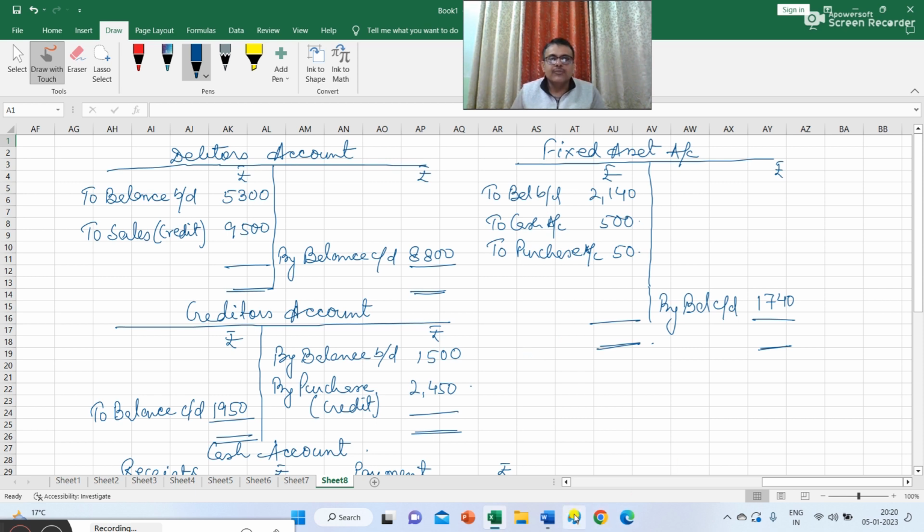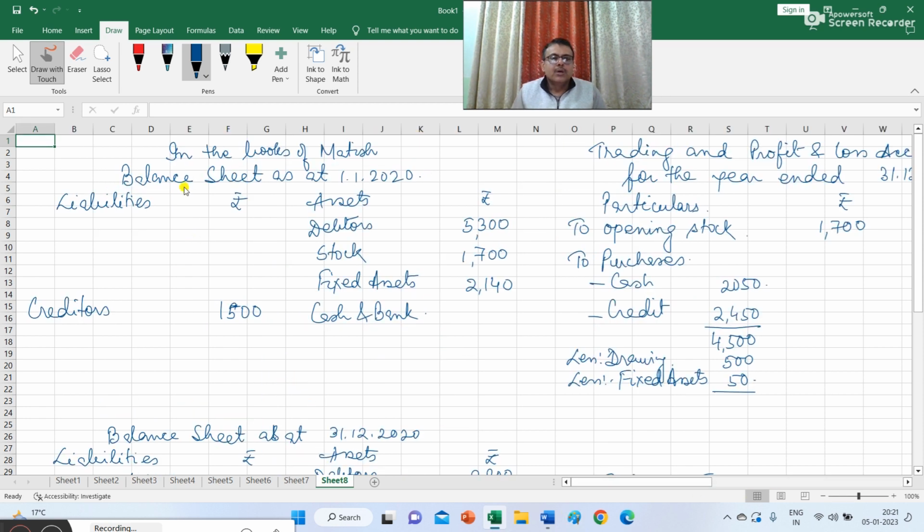Then you have to allow interest on the opening capital at 5%. So first of all, we need to find out the opening balance of capital, and then we will charge interest on the opening capital. So before that, let me show the opening balance sheet and the transactions that I have recorded till now. Please compare the solution that you are recording in your notebook with the figures on the screen.